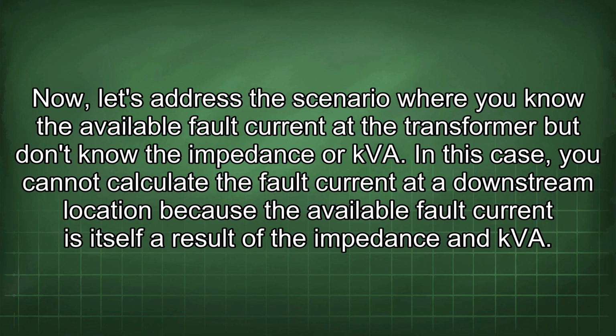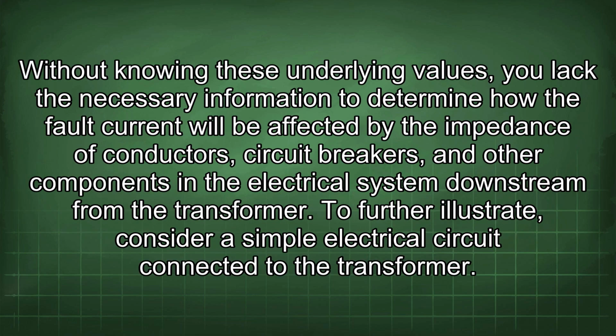Now, let's address the scenario where you know the available fault current at the transformer but don't know the impedance or kVA. In this case, you cannot calculate the fault current at a downstream location because the available fault current is itself a result of the impedance and kVA. Without knowing these underlying values, you lack the necessary information to determine how the fault current will be affected by the impedance of conductors, circuit breakers, and other components in the electrical system downstream from the transformer.